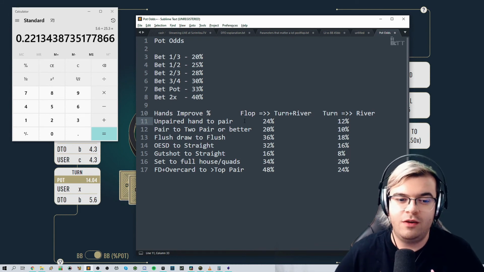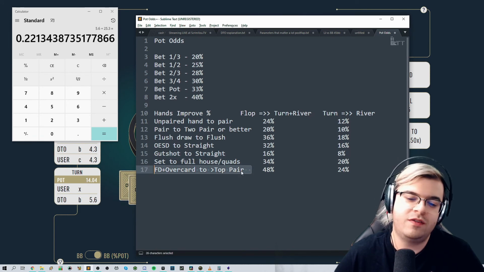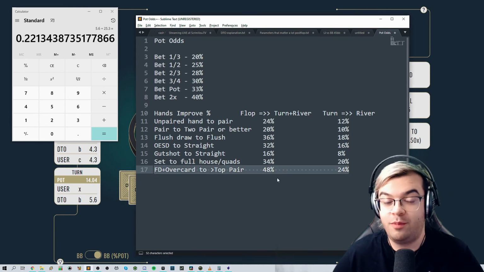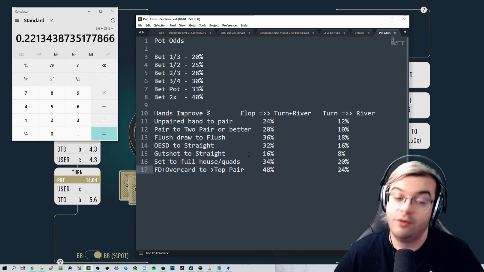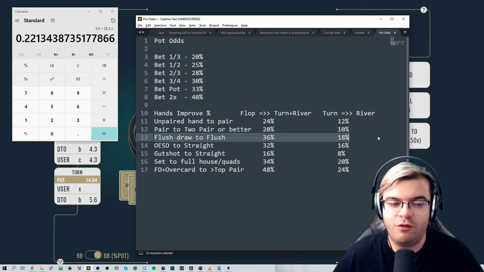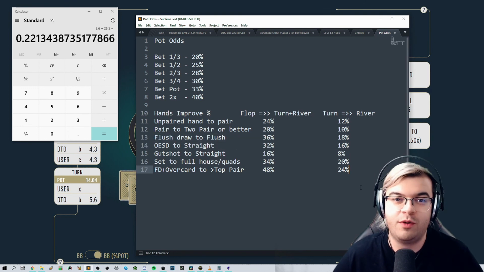24%. Then you have pair to two pair or better, flush draw to flush, open-ended straight draw to straight, gutshot to straight, set to full house or quads, flush draw plus overcard. These are some spots that I thought you might be interested in. You can see that basically you can never fold a flush draw plus an overcard on the flop. I wouldn't even recommend almost ever folding flush draws on flops or open-ended straight draws. Don't do that. You're just burning money if you do.